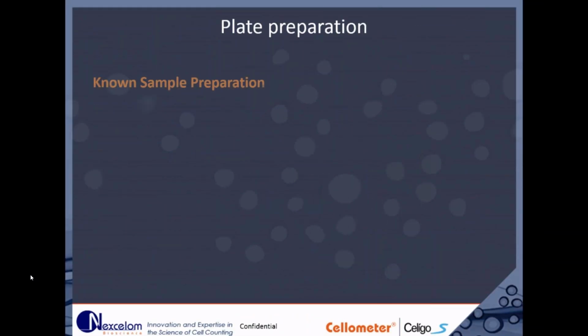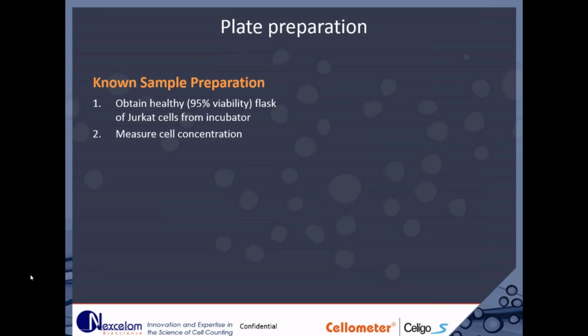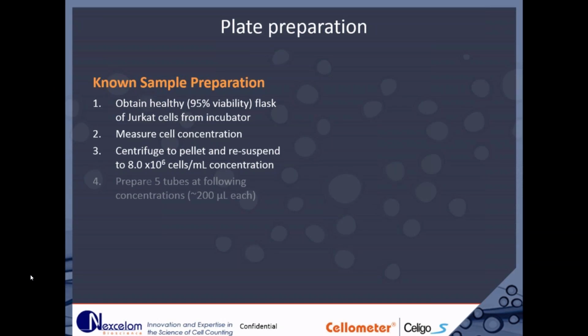All right, so for this plate preparation, we are going to use a known sample. Basically you have some healthy cells growing in your flask, and you want to make sure you have a high viability because you want good viability for your cell counting. You're going to measure it with your old school method, your Celometer or hemocytometer, and then you get that known concentration. You're going to centrifuge the cells down to a pellet and resuspend them to a known concentration. So this would be 8 million cells per ml. That's where my starting known concentration is going to begin.